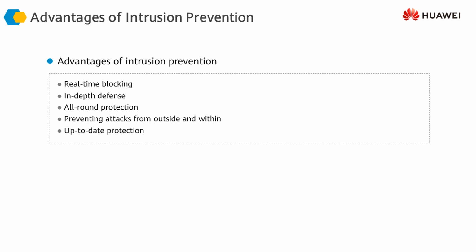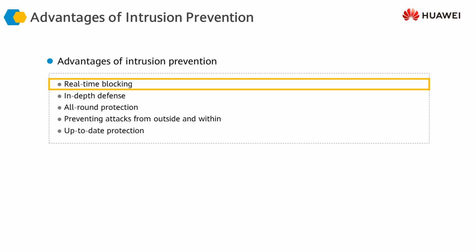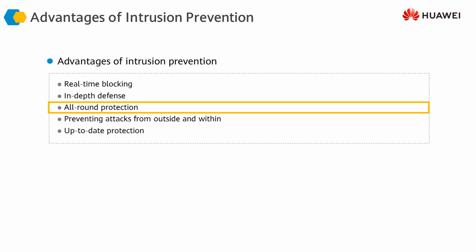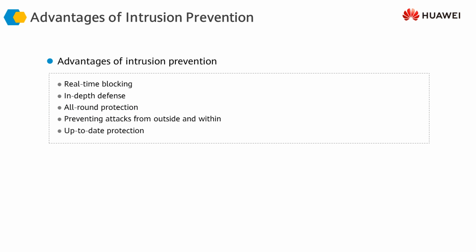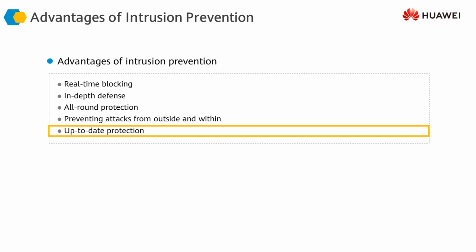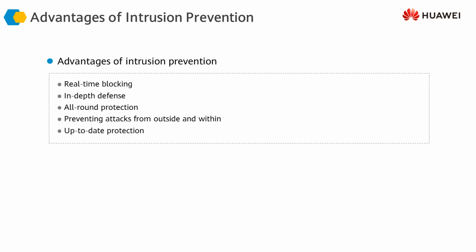The advantages of IPS are that it does real-time blocking, which the IDS on its own was not doing. It provides in-depth defense, all-round protection, and is not dependent on any other device like a firewall. It prevents attacks from outside and from within, and it provides up-to-date protection, which means that the IPS signature database can be updated from time to time, and it is more appropriate for handling the modern day attacks which are happening in our networks these days.